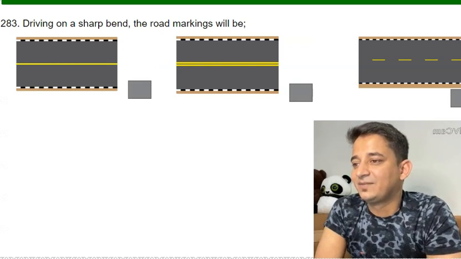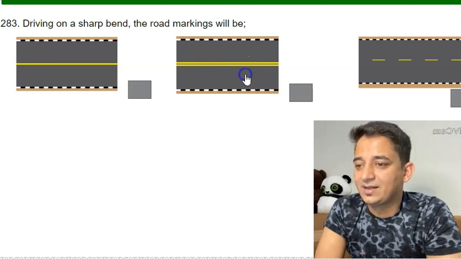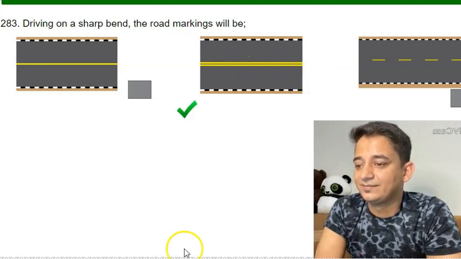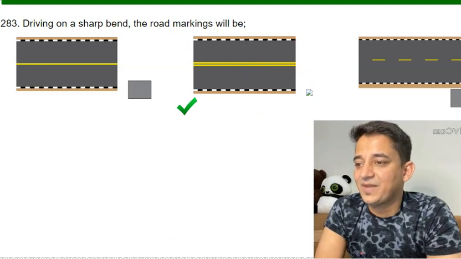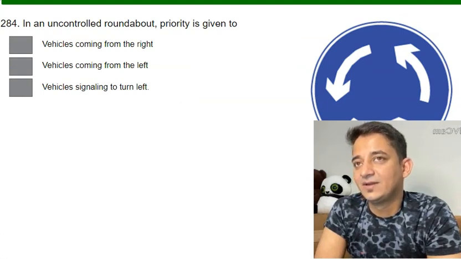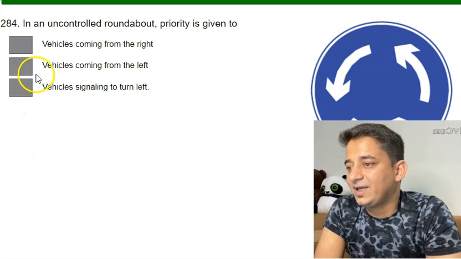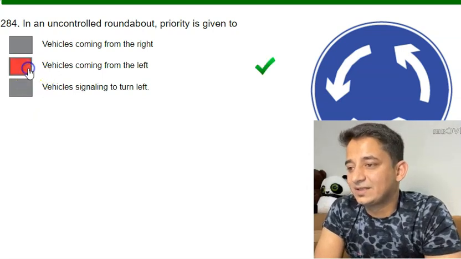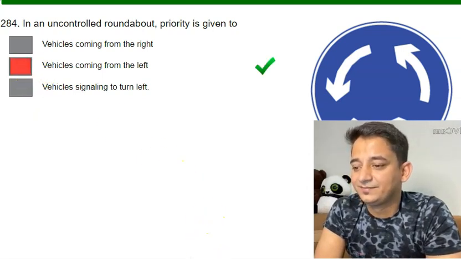Driving at a sharp bend, the road marking will be a double solid line, because in a sharp bend you cannot overtake. In an uncontrolled roundabout, priority is given to vehicles coming from the right or left, from the left. Vehicle coming from the left, yes, that's the right option.